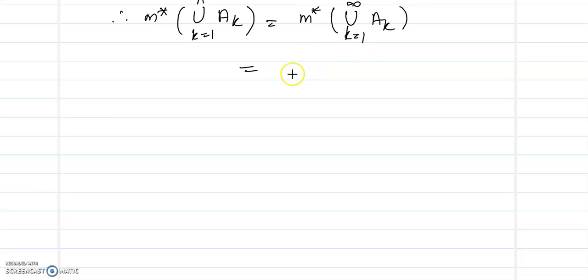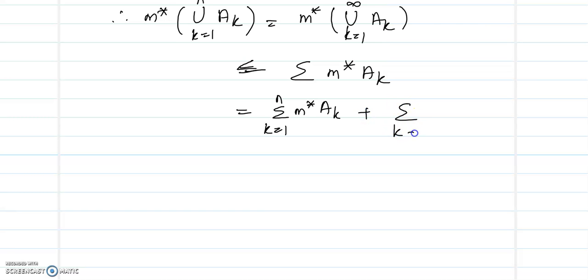Now by the countable subadditive property, n star of the union k equal to 1 to infinity of Ak will be less than or equal to the summation of n star Ak. So we can split this as the summation k equal to 1 to n of n star Ak plus the summation k equal to n plus 1 to infinity of n star Ak.